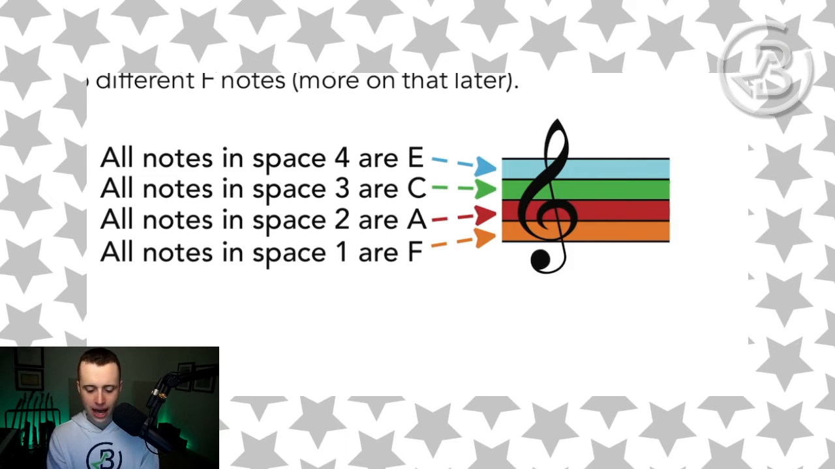A. Anytime a note head is in space 3, always, always, always, we're going to call that note C. And anytime a note is in space 4, always, always, always, we're going to call that note an E. I will see you in the next lesson.